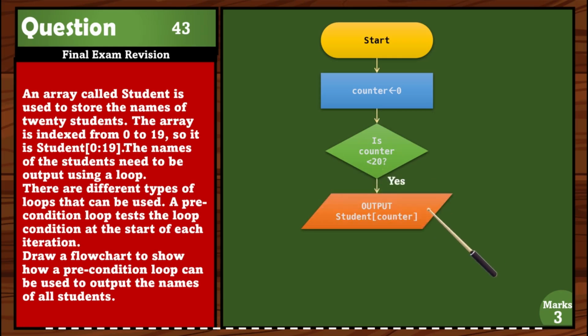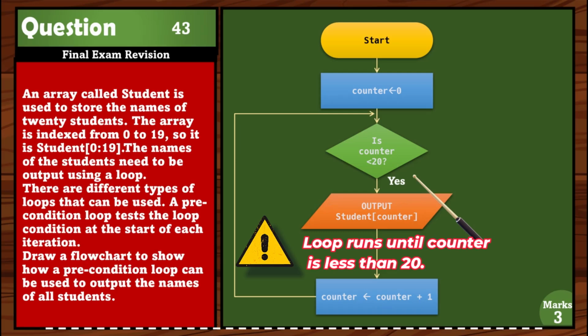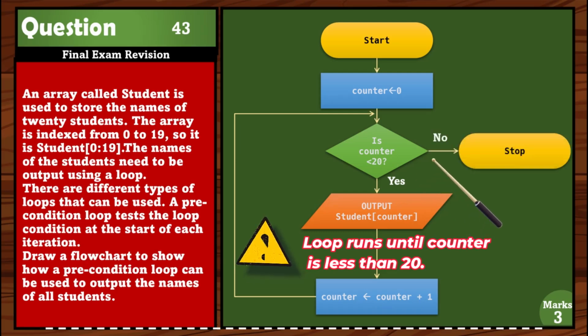If this condition is true, we output the first element from the array student. Okay. And then we increment the counter by 1, for counter equal to counter plus 1. And then we go back. Okay. We go back and we continue this process until the value of counter becomes 20. And then once the value of counter becomes 20, we just simply stop the program.